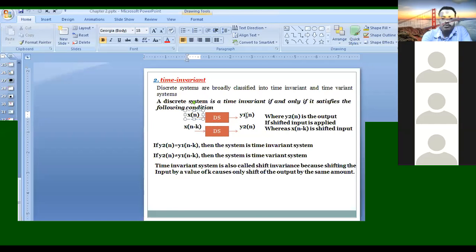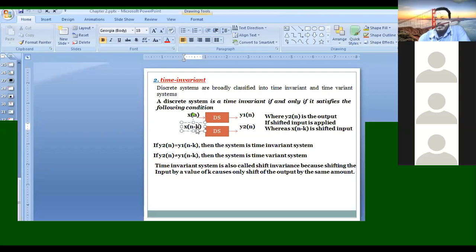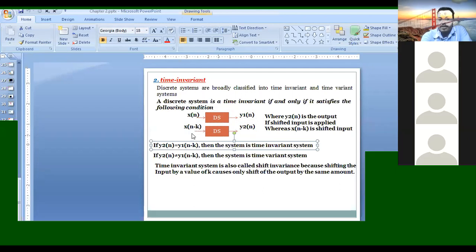We call a discrete time system time invariant if it satisfies the following condition. How to check whether your system is time invariant or not? Let's apply one input. Always here we are talking about discrete or digital inputs and outputs. So we apply x1 of n as input. As you can see here, it generates output y1 of n.